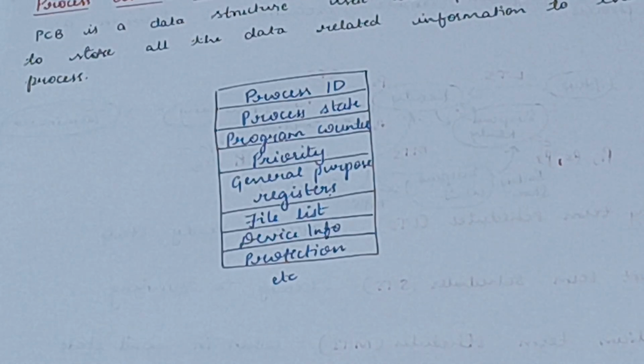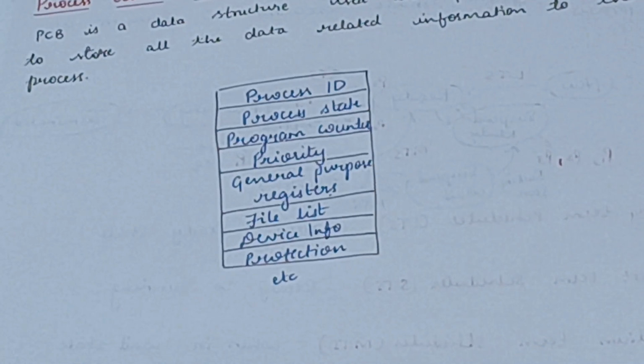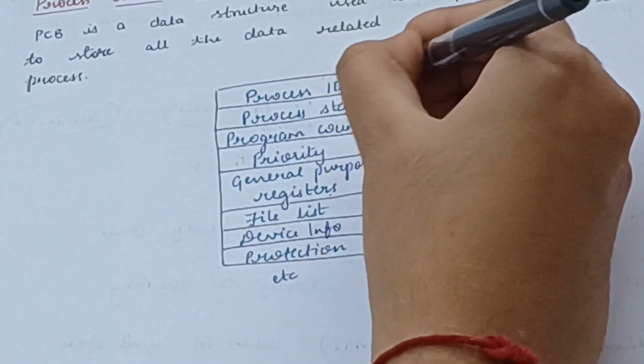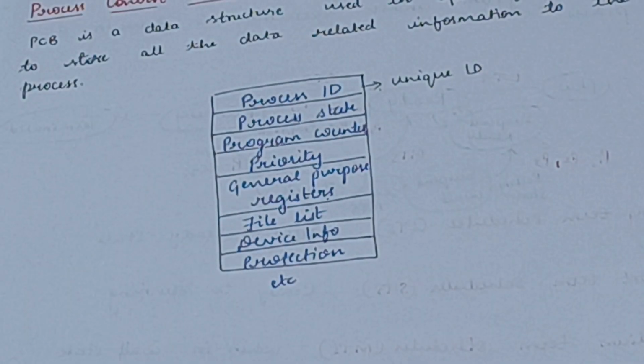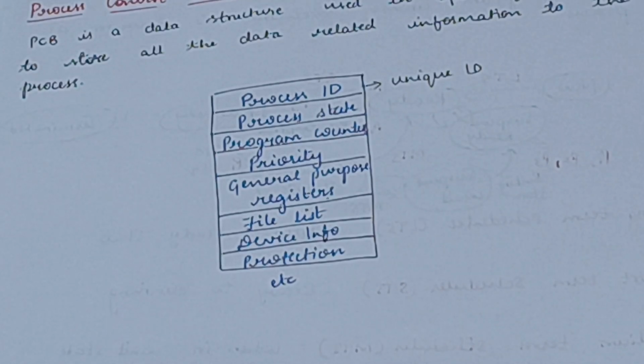Now let's understand the attributes of PCB. First comes process ID. Process ID is nothing but a unique ID that is given to each and every process so that it can be identified by the operating system. For us, we write processes like P1, P2 for our understanding, but it's not like that to the operating system. There will be multiple processes created, so the operating system has to differentiate between each and every process. That is the reason a process ID is given to each process, so that it can be identified by the operating system.